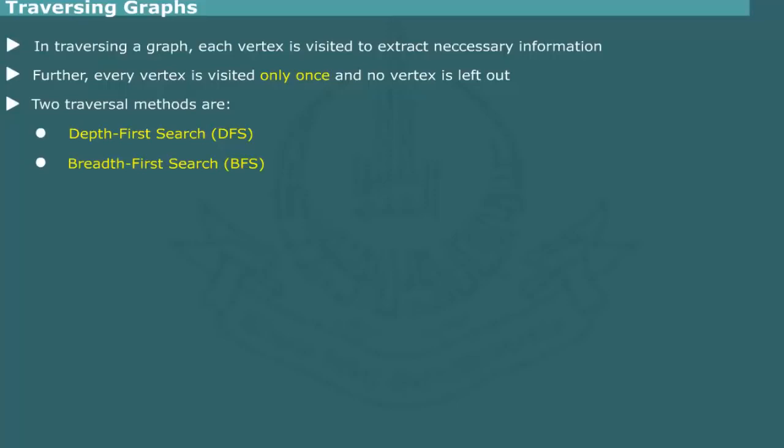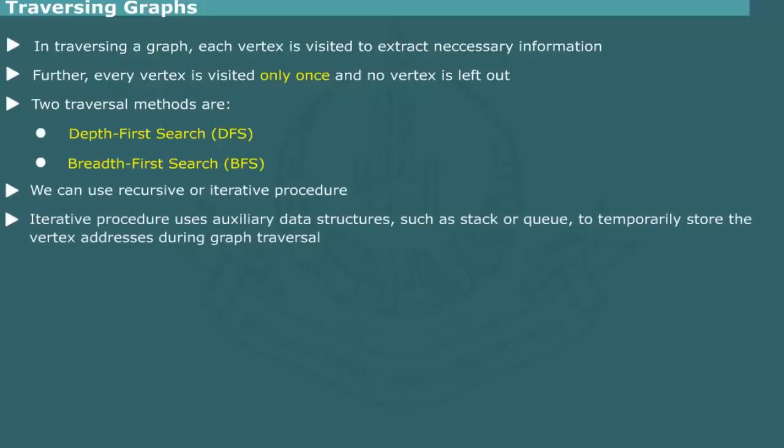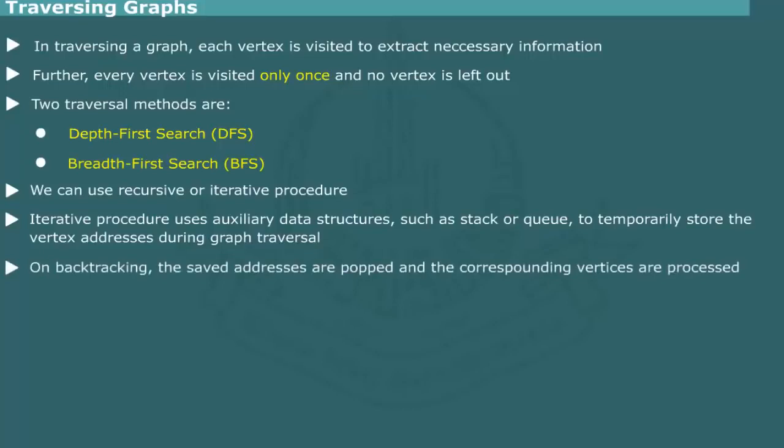As with trees, we can use recursive or iterative procedure for traversing a graph. The iterative procedure uses auxiliary data structures such as stack and queue to store vertex data as the graph is traversed. The saved information is then popped and processed in appropriate sequence.